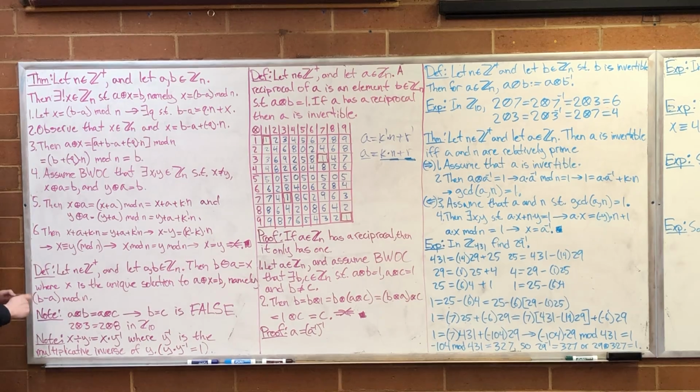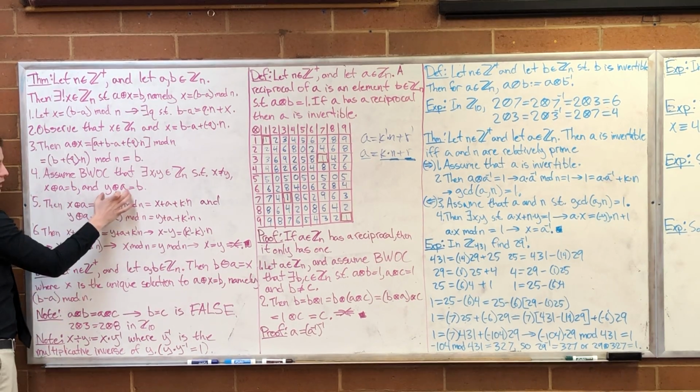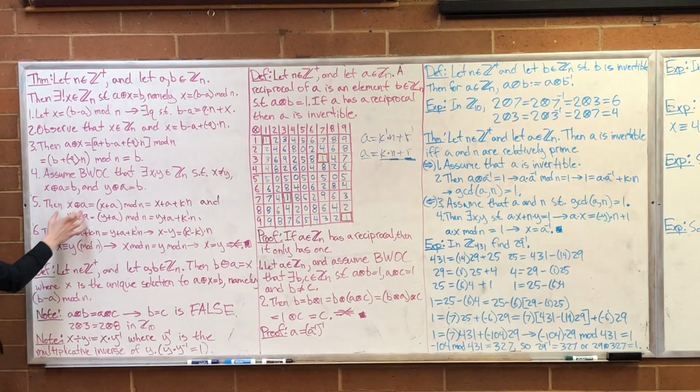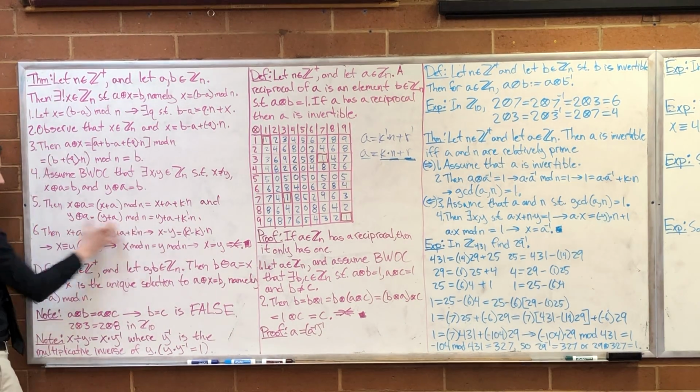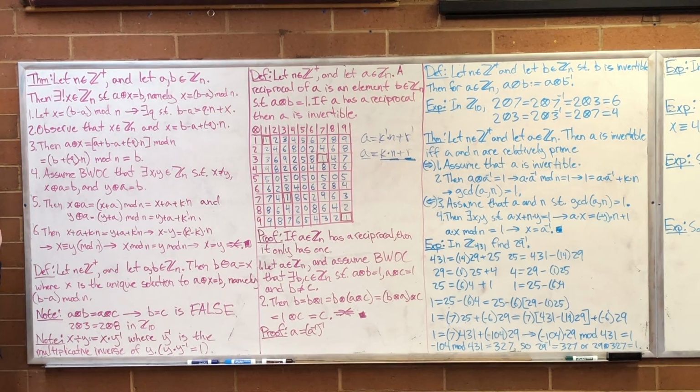Now, since x plus a is equal to b and y plus a is equal to b, then x plus a is equal to y plus a. With me on where we are right here?